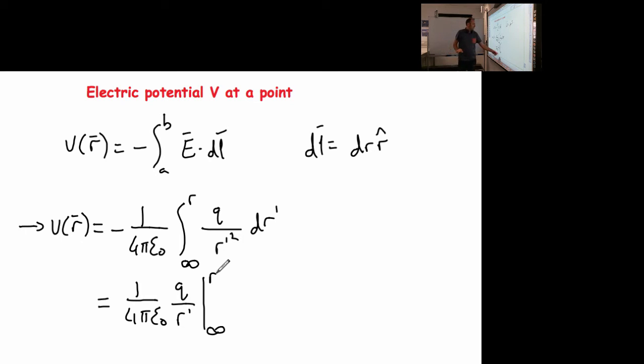And what we see is that since we set the lower limit at infinity, essentially it kills off that part of the integral. So what we're left with is our potential equal to 1 over 4 pi epsilon naught q over r. Now we can write this out more generally.